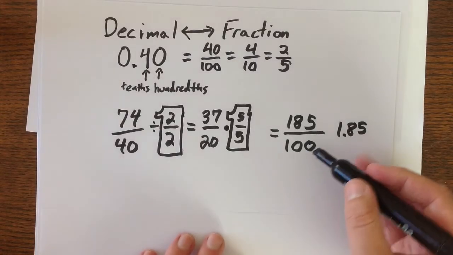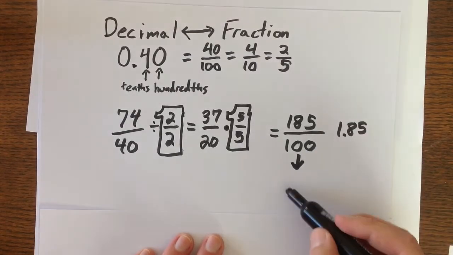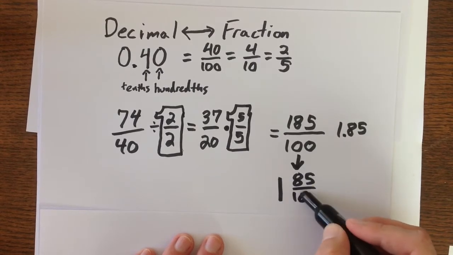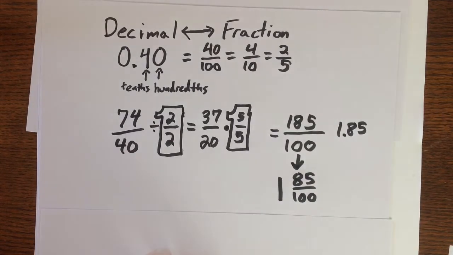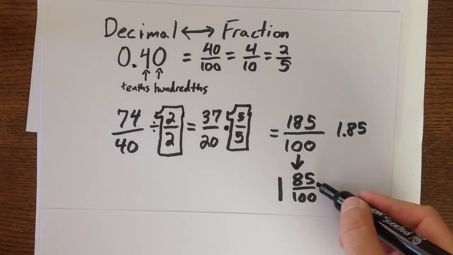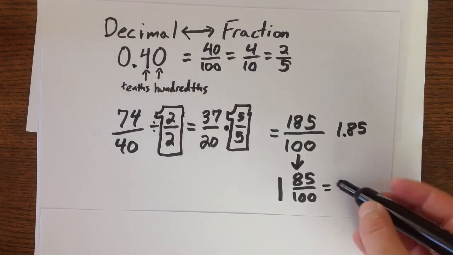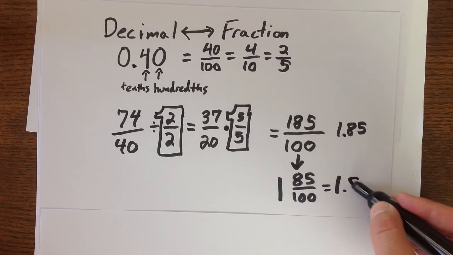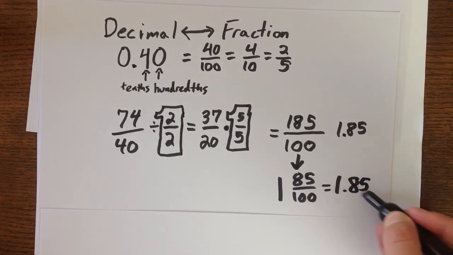This makes sense because this fraction is equivalent to 1 whole and 85 out of 100. Therefore, 1.85 hundredths can be written as a fraction, 1 and 85 hundredths, or a decimal, 1.85.